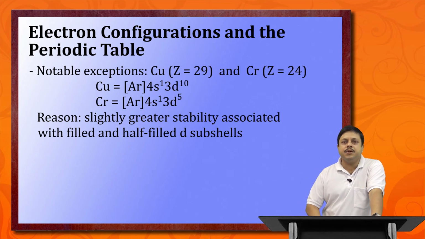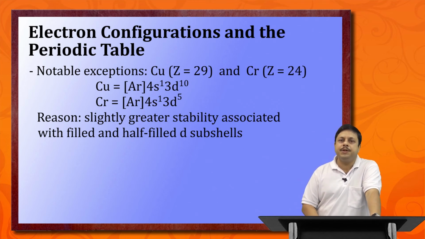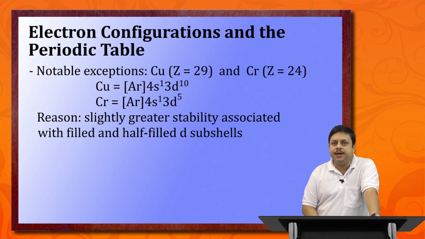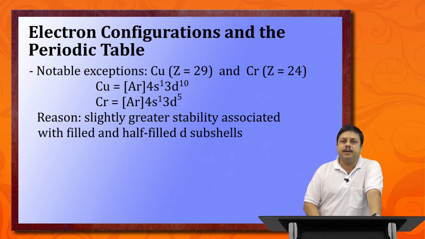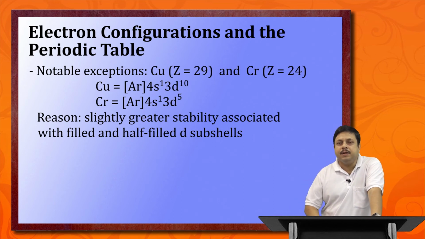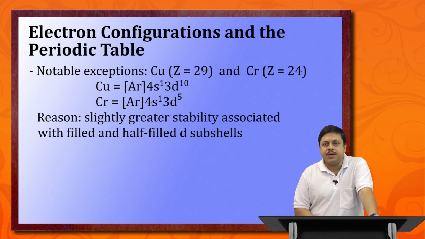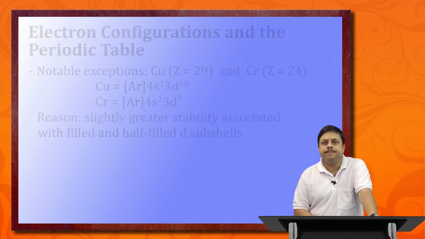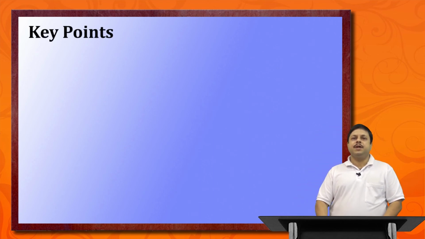The same is the case with chromium, which has an atomic number of 24. Again argon over here. So you would have actually done 4s2 3d4. But see, if d10 is stable, d5 assumes half the stability. So allow it to go for half the stability and make it 4s1 and 3d5. So there are certain key points that one has to note.